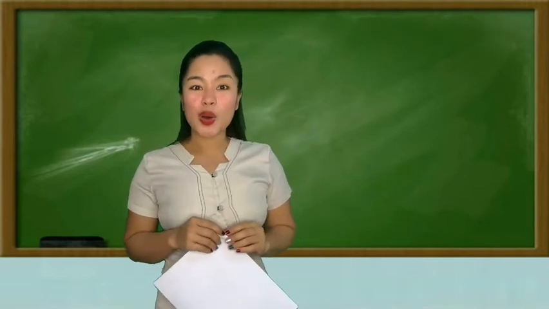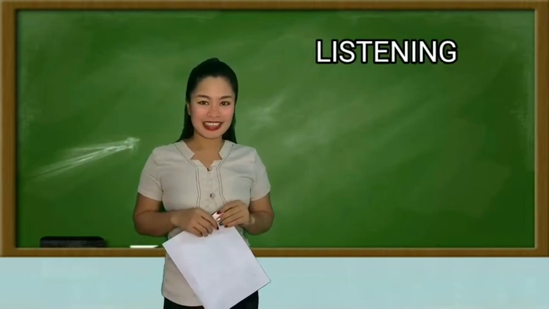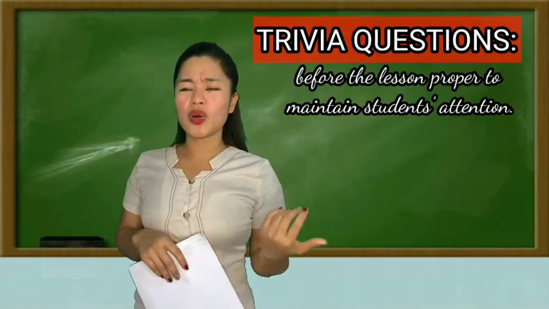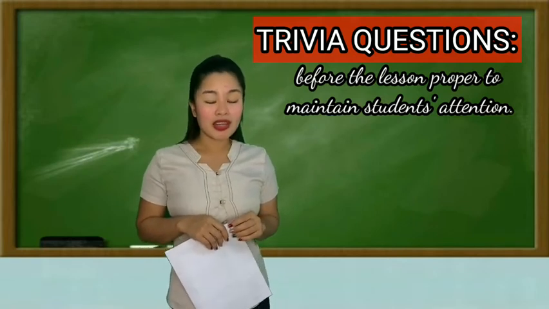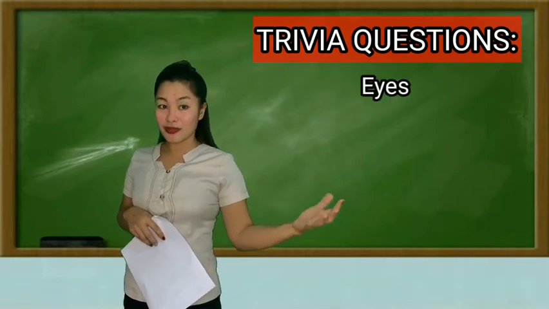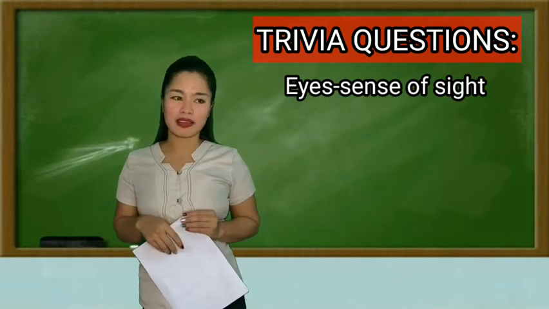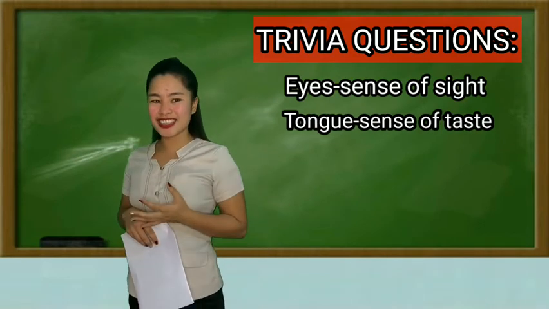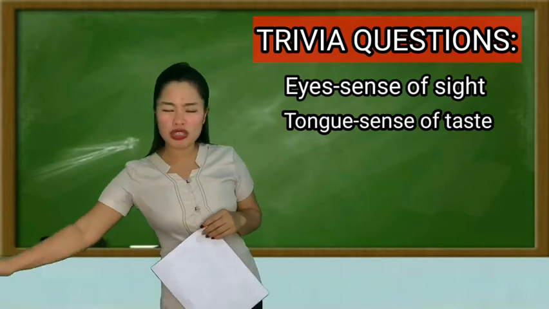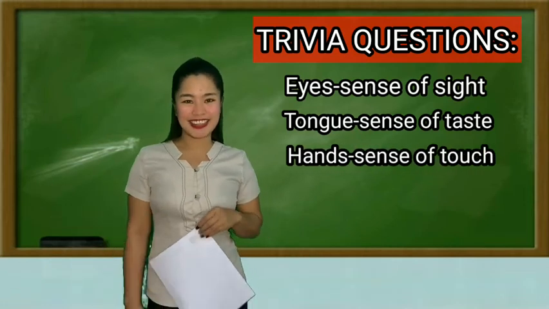Very good. Our topic this morning is about listening. Okay, but what sense, what organ in our body are we going to use when we want to see something? Very good, eyes. What about when we want to taste something? Tongue. Good job, Raven. What about when we want to touch something smooth? Great, Giselle. What about this one?